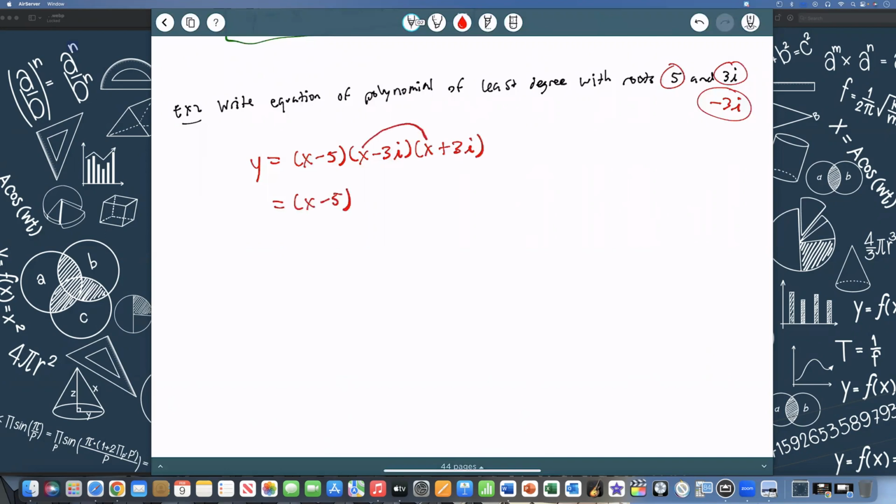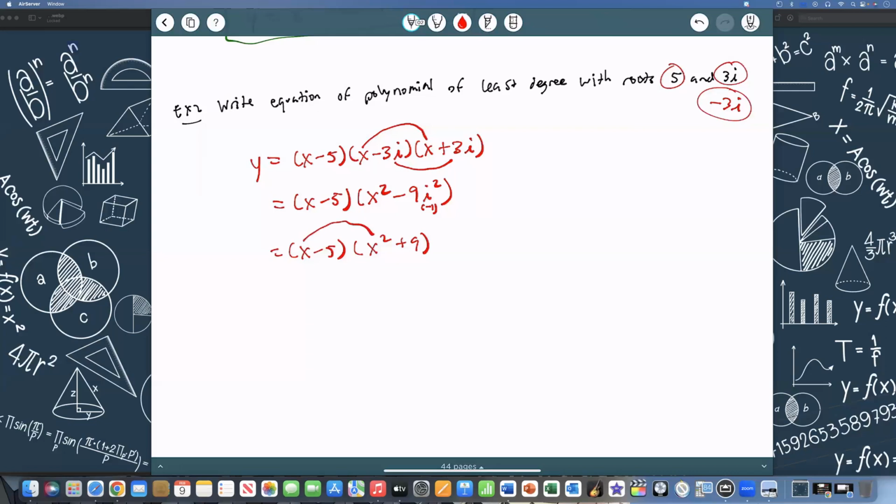So first terms, x times x is x squared. Middle term, outer and inner cancel, so the last times the last, that'll give me negative 3 times 3 is negative 9. i times i is i squared. Okay, so once I make this negative 1, that becomes negative 9 times negative 1 is plus 9. So that'll become plus 9. Okay, so simply FOIL this out.